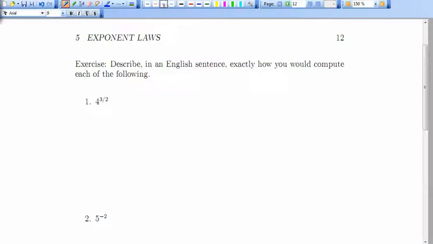So let's say I've got a 4 to the 3/2, and I'd like to calculate that. How would I do that? Well, for the exponent of 3/2, I could think of it as the square root of 4 cubed. That's our third exponent law. So we've got the root of 4 cubed. So what does that mean? We would square root 4, and then cube the result.